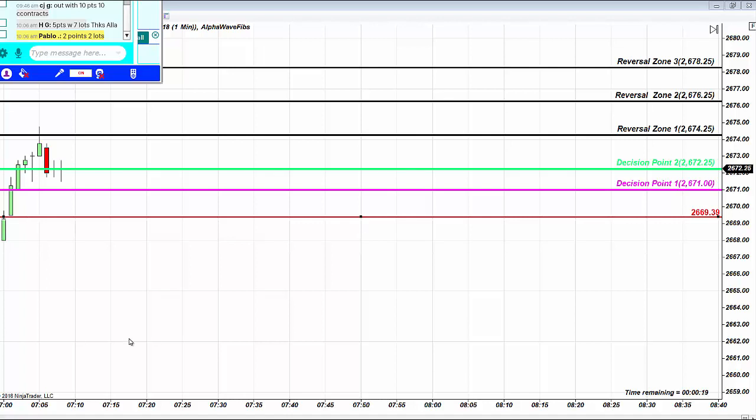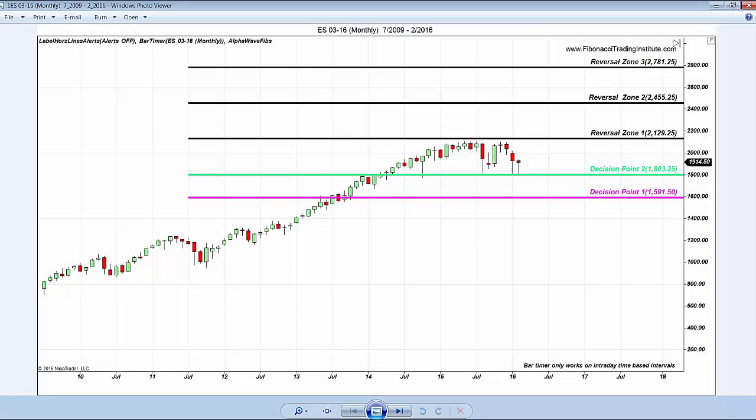Everyone's seeing that this morning. Pure price for entry and Fibonacci for exits. Nothing less, nothing more. All the details in the class that we will start at 11 a.m. EST this morning. Decision point respected, just like it is on S&P monthly, famous 1800 number.